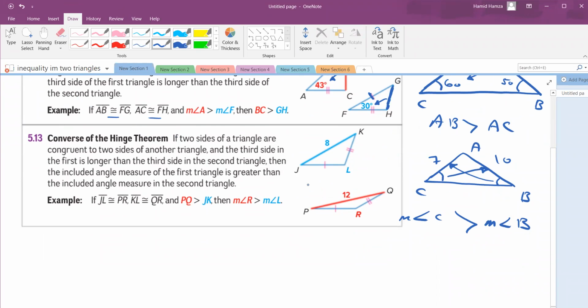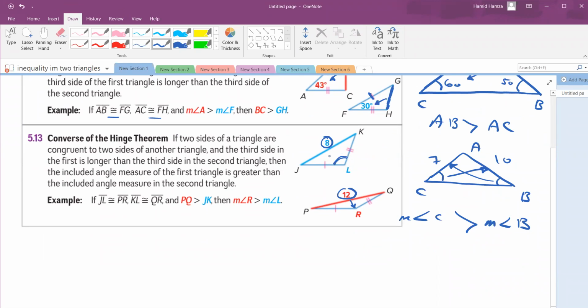The converse, guys. What if I reverse it? What if I have the sides? We have side JK, its length is 8 centimeters, and side PQ, its length is 12 centimeters. Can I say the angle opposite to 12, which is angle R, is greater than the angle opposite to 8, L? Also, under some condition.